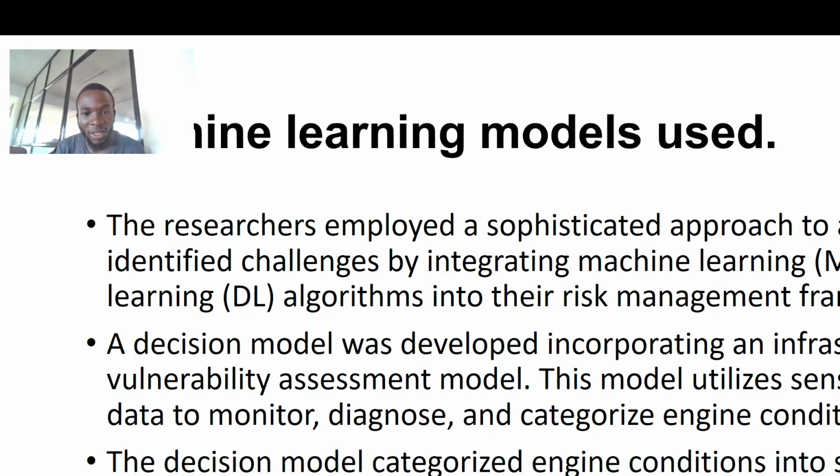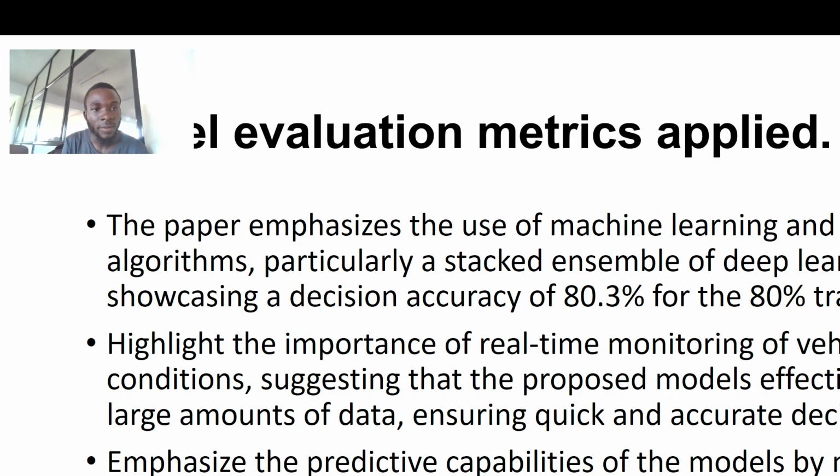So the decision model categorized engine conditions into segments such as good, minor, moderate, or critical. This classification provides a comprehensive understanding of the vehicle health status. So for you to understand the health status, they're supposed to classify the engine into different classifications of good, minor, moderate, or critical.